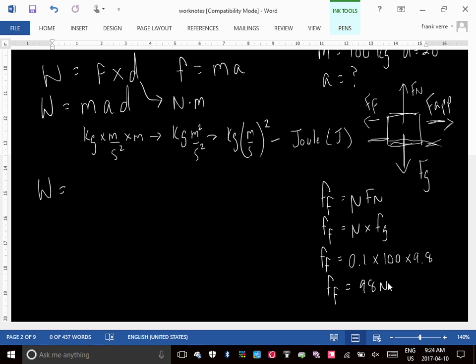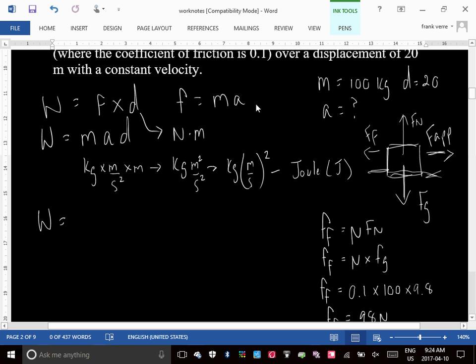Okay, so now we have force. So I'm going to write down up here. Yeah, because the weight is the same as the normal force. Yeah, Fg equals Fn. So friction is mu Fn.